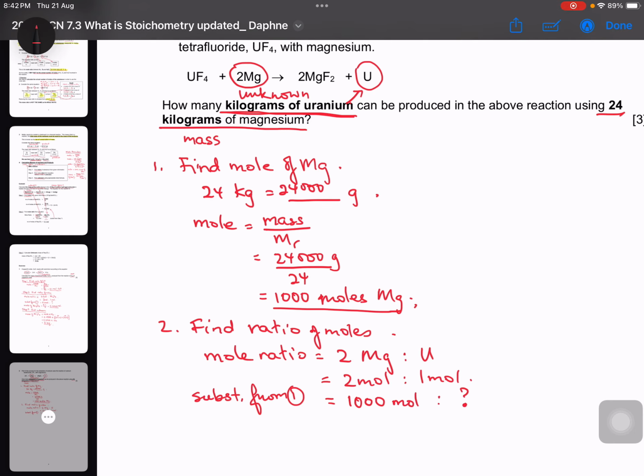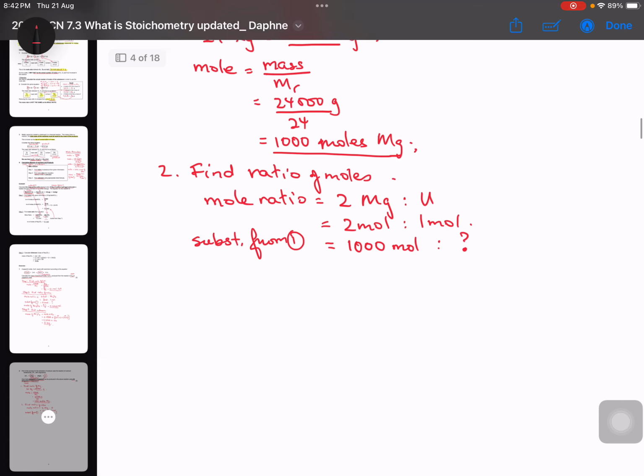How much will be the uranium? So 2 becomes 1, so 1,000 will become 500. So that means that mole of uranium must be equals to 500 mole. Okay, 500 moles uranium. I'm just writing it out because I want you to remember that 500 is uranium.